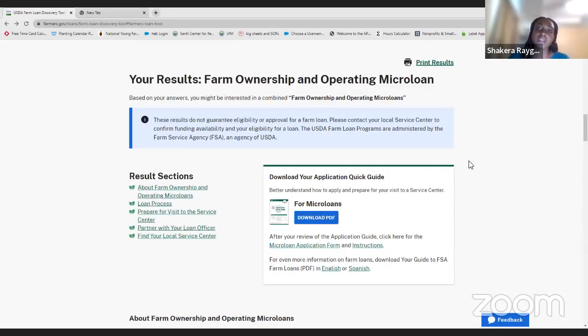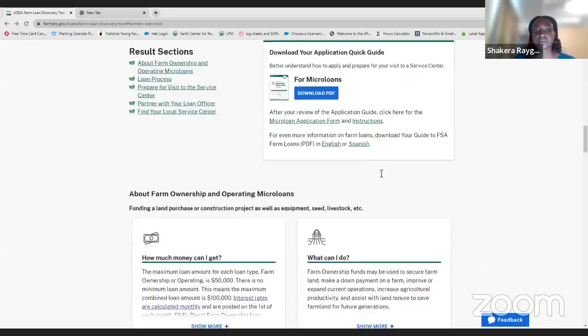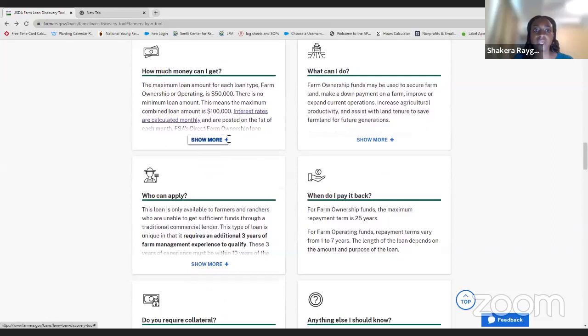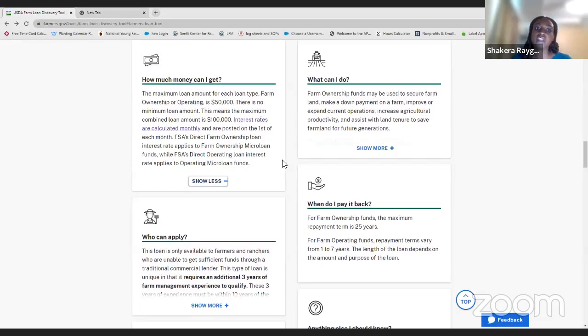The microloan program is for startup farms. So you can only borrow up to 100,000 with both categories combined. Meaning that you can borrow 50,000 for ownership, which would be land purchase or construction, and 50,000 for your operating expenses. So all of that is listed here. The interest rates are the same as for the larger loans. So if you go back to that other website, you'll check the farm ownership rate and the operating rate. They'll be the same for microloans.